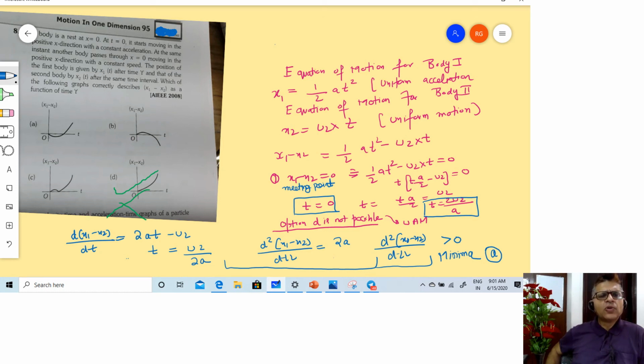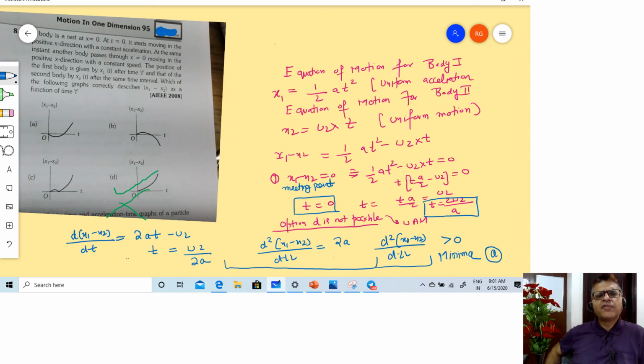So which means that t is equal to u2 by 2a, found by making the slope zero, and you have a minima. Now, if you look into the graphs, at graph A you have a minima. Graph B has a maxima in quadrant 1, but graph A has a minima in quadrant 4. Graph C does not tell you about the minima. It does give you a local maxima, but that also is a maxima. So the only good choice left is A.